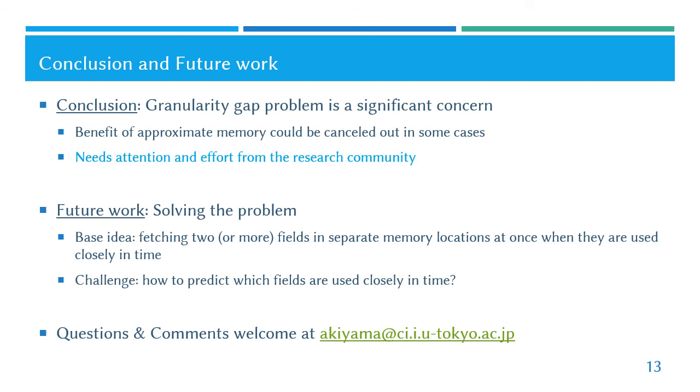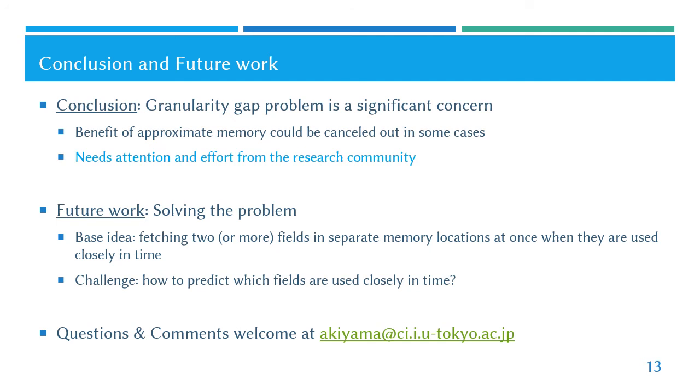Here's the conclusion and the future work. The conclusion is, again, the granularity gap problem is a significant concern in using approximate memory because the benefit of approximate memory could be cancelled out in some cases. And we believe that the problem needs more attention and effort from the research community. The future work obviously is solving the problem.